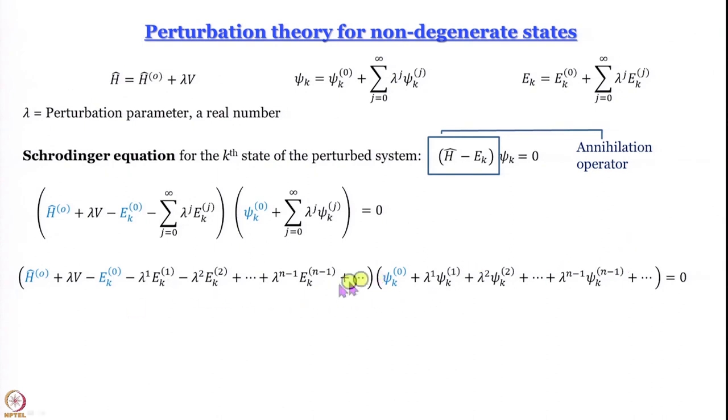Similarly, we expand the wave function as well. Now, we are going to make this operator operate on the wave function, and what we will do is collect the terms in different powers of lambda. While doing that, let us look at the blue terms. What happens when I write h hat 0 minus 0th order energy operating on 0th order wave function? What do I get? It is the Schrodinger equation, right? So, remember h hat 0th minus e k 0th is actually the annihilation operator for the unperturbed 0th order wave function. So, that term is going to vanish.